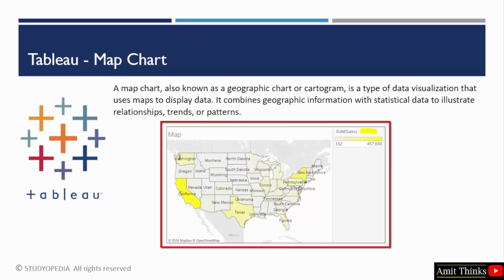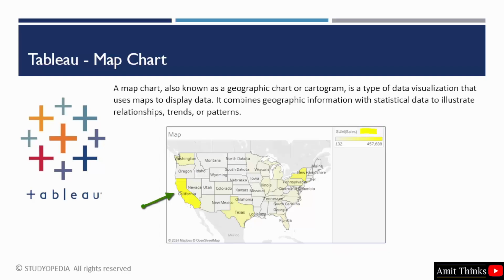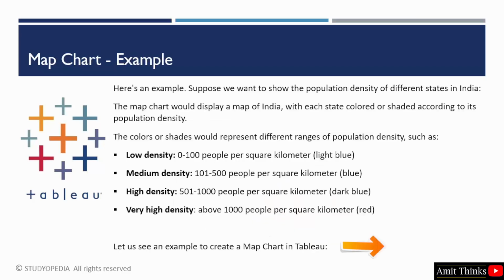So the darker color is displaying California. That means the maximum sales is in California. And in this way we can represent a map. Let us see another example.